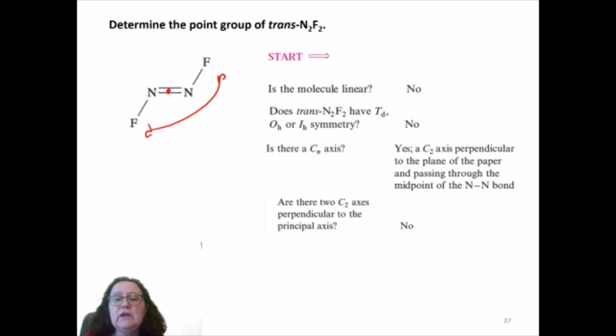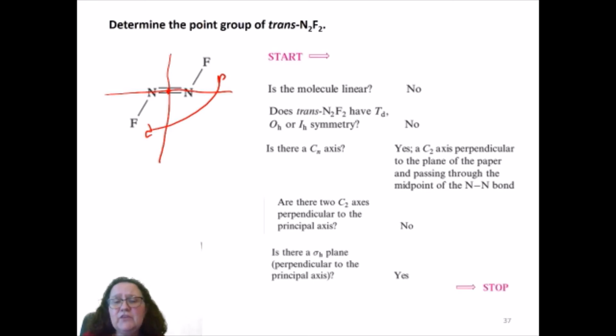Are there two C2 axes perpendicular to the principal axis? So if our principal axis goes through the molecule perpendicular to the plane where the molecule sits, what the question is asking is, in the plane where the molecule sits, perpendicular to that C2 axis, are there two other C2 axes? And the answer is no. If you imagine in the plane of the molecule an axis going this way or this way, a rotation of 180 degrees will not give you an identical configuration of that molecule. So that's a no.